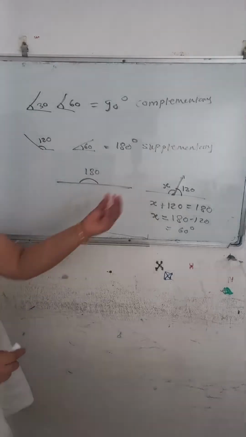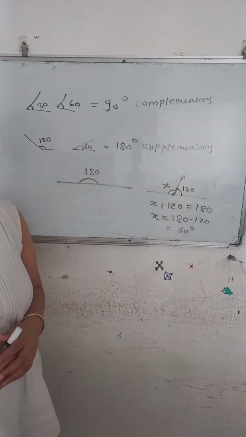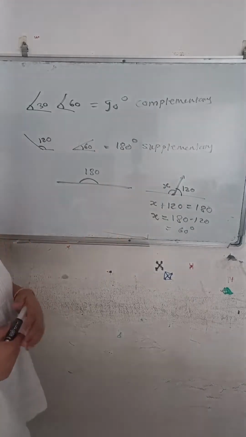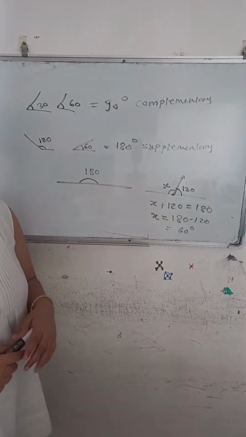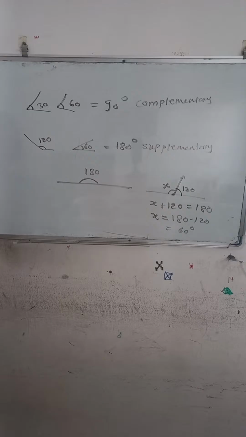If any angle is given and they are asking for the other, then you can subtract the given angle from 180, and you will get the value of x, y, or any variable z. So this is complementary, supplementary and linear pair. I hope everyone understood this. You can copy or take a screenshot. We can discuss some other angles also.